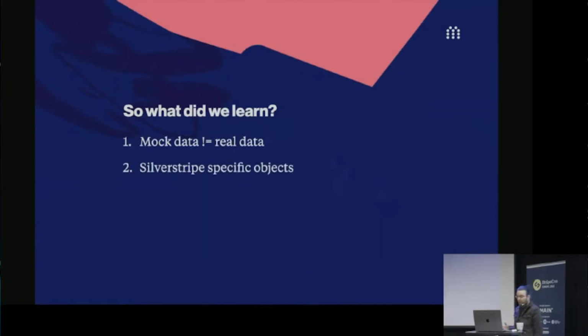We also found that the parser and the front-end team struggled when it came to Silverstripe-specific objects. How to use a Silverstripe link object inside the pattern library template, or something more complex like an image from our CDN with filters applied.